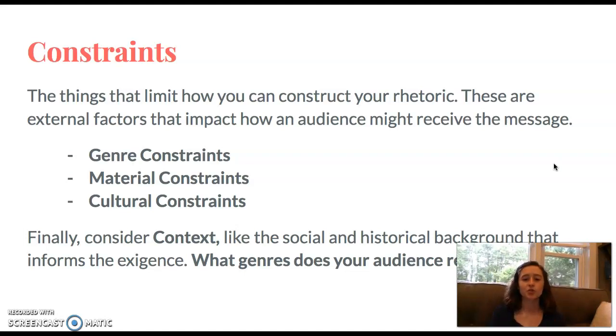So you need to consider context. So social, historical background that informs the exigence. And thinking about context too, what kind of genres does your audience respond to? How can you best reach them by using that specific genre?